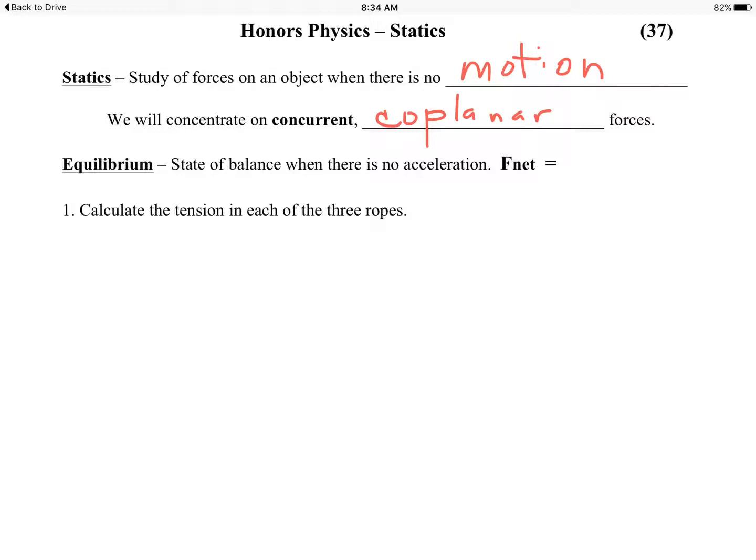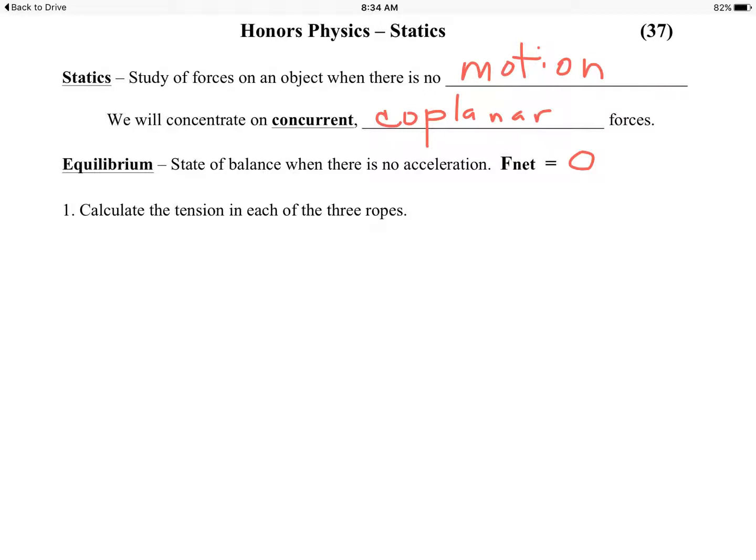Concurrent means intersecting in one spot, one point. We're going to be looking at just single points. And coplanar means flat in a plane. Equilibrium is a state of balance when there's no acceleration. F net equals 0. So once again, we could have something that's at constant velocity, but we're just going to stick to the at-rest situation.